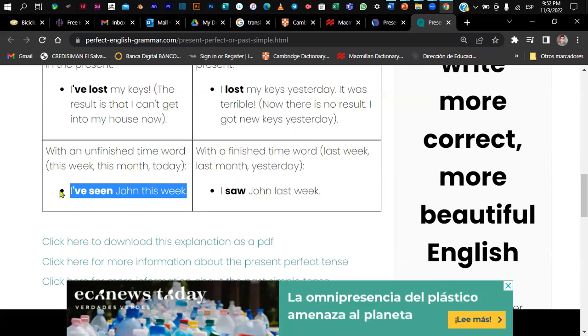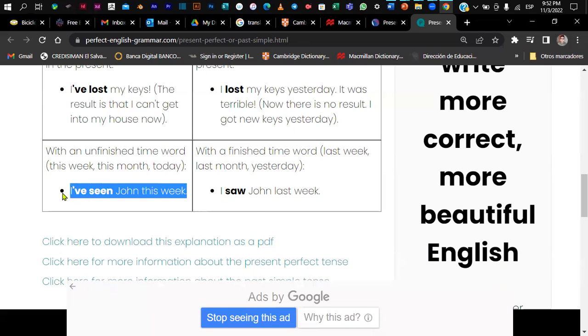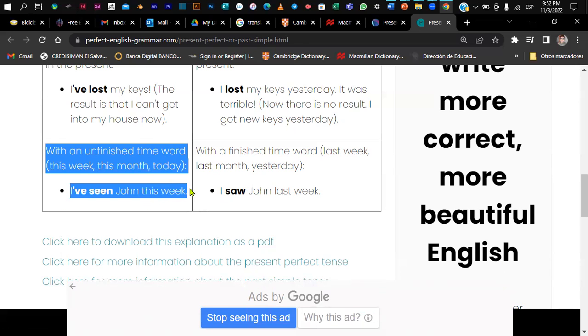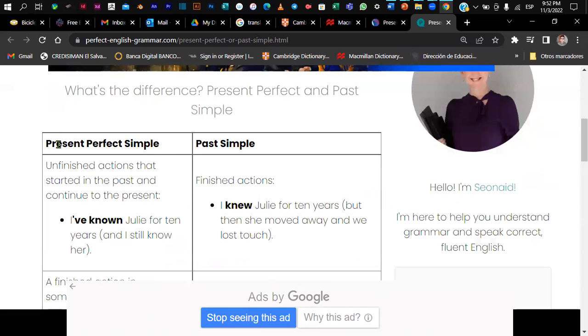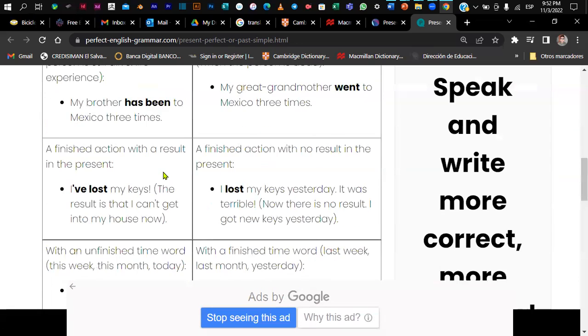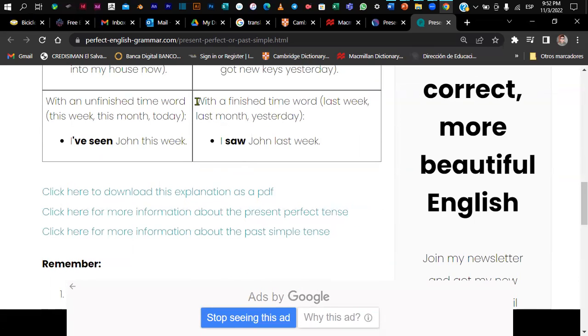¿He visto a John esta semana? When? Which day? We don't know. No se sabe. Okay, and when you have this, cuando tiene esto, that means present perfect. What is the difference with the simple past? With the finished time word: last week, last month, yesterday.